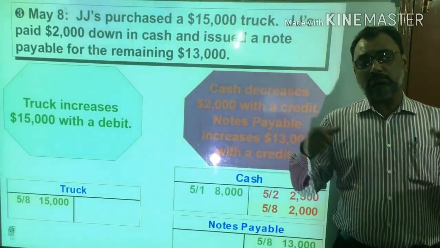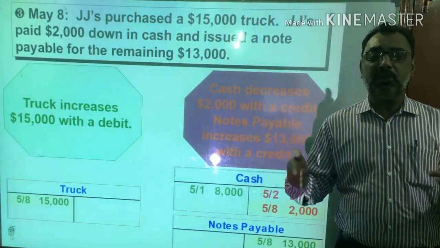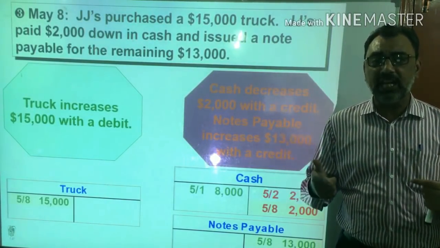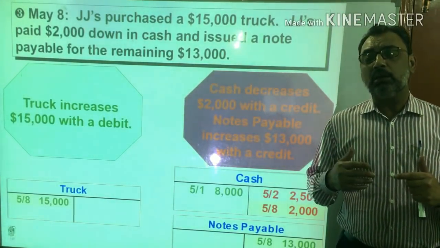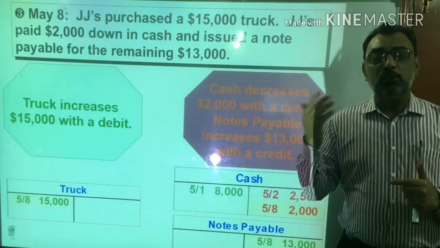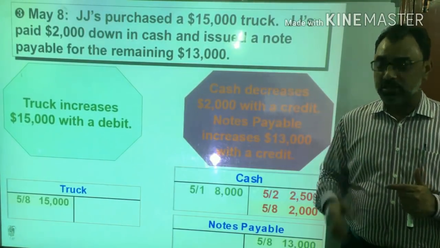And if you are promising to pay within 3 months or 6 months or within a year, that is classified as current liability. And if you are promising to pay after more than 1 year, this would be a long-term liability.